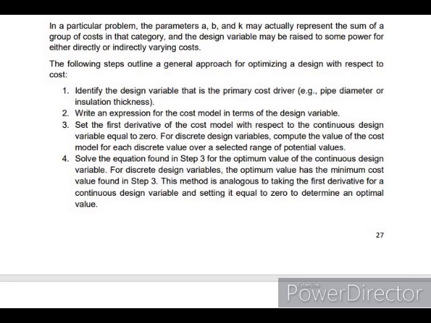If it is a discrete design, we will select the optimum value, which has the minimum cost. This method is analogous to taking the first derivative for a continuous design variable and setting it equal to 0 to determine an optimal value. After we get the derivative for a continuous variable, we set it equal to 0 to verify if it is really an optimal variable.